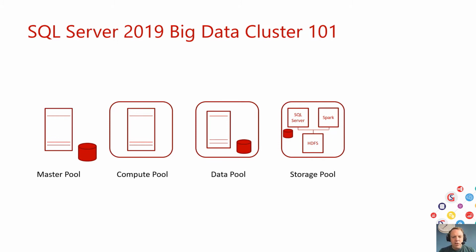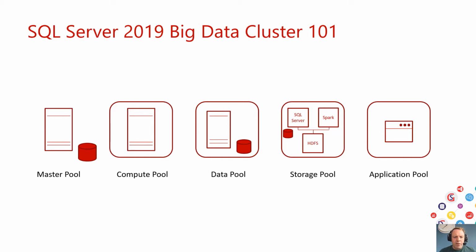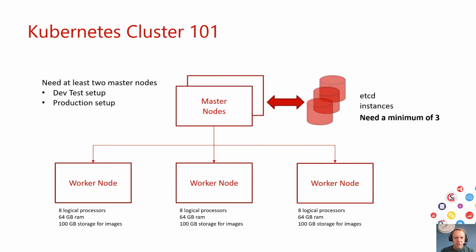It comprises storage pool pods. Each storage pool pod has its own containerized SQL Server instance, Spark instance, and HDFS node. You then have an application pool, which is where you store and run Jupyter notebooks, Flask applications, and DTSX packages.